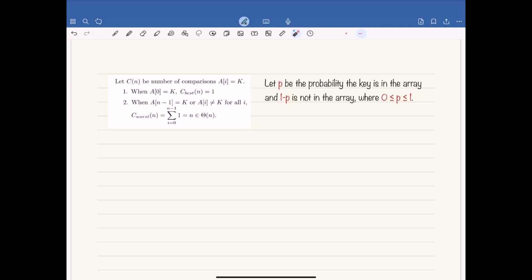We will base our analysis on the probability p. I mean, if each case is equally likely to happen, if the key is in the array with the probability p, then each case of the n cases will have a probability p over n. We distribute the probability over the n cases. And if the key is not in the array, then the probability will be 1 minus p. So let us list all cases in a table showing the probability and the number of comparisons for each case.